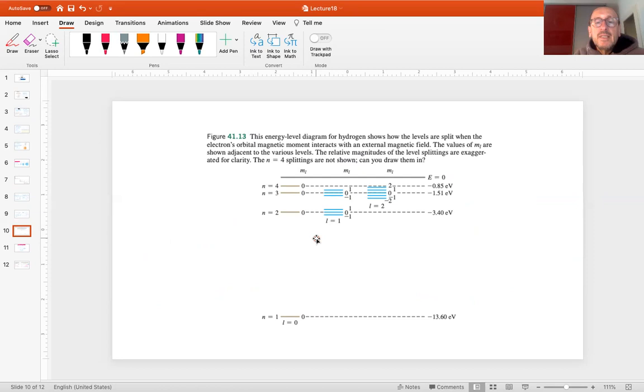And so in the case of this, this is a proper energy diagram now, because this is the ground state.